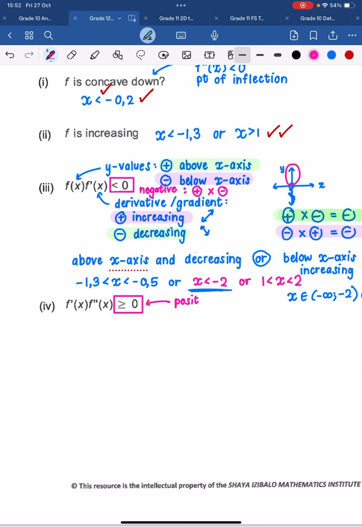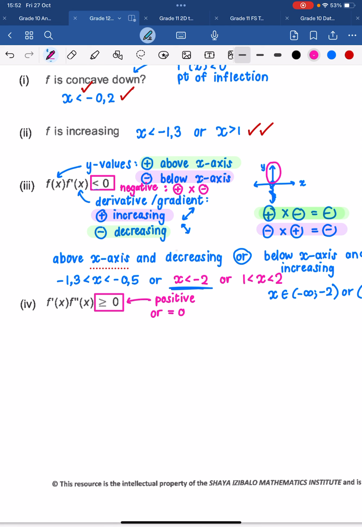positive or equal to 0. Now guys, for you to get a positive answer when you are multiplying two things together, you either have to multiply two positives or two negatives, right? A positive times a positive is positive, and then we also know that a negative multiplied by a negative is also positive. For a product of two things to be equal to 0, you need to either have a positive times 0, or 0 times a positive, or a negative times 0, or 0 times a negative. Basically, we know that anything multiplied by 0 is 0.